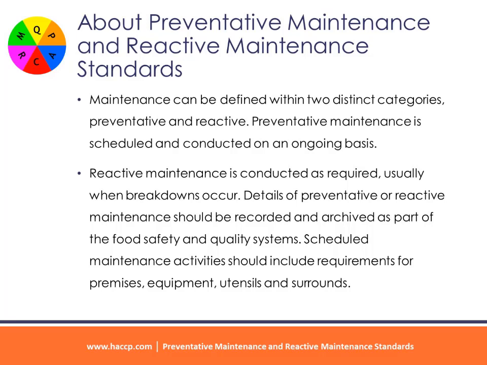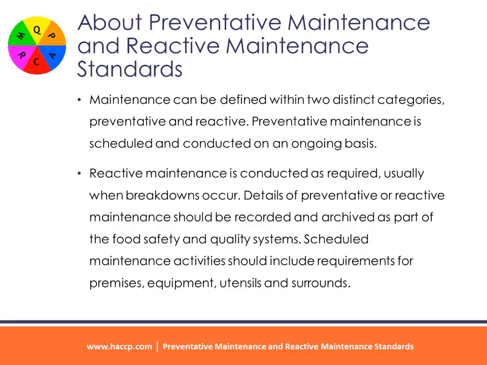About preventative maintenance and reactive maintenance standards. Maintenance can be defined within two distinct categories, preventative and reactive. Preventative maintenance is scheduled and conducted on an ongoing basis. Reactive maintenance is conducted as required, usually when breakdowns occur. Details of preventative or reactive maintenance should be recorded and archived as part of the food safety and quality systems.